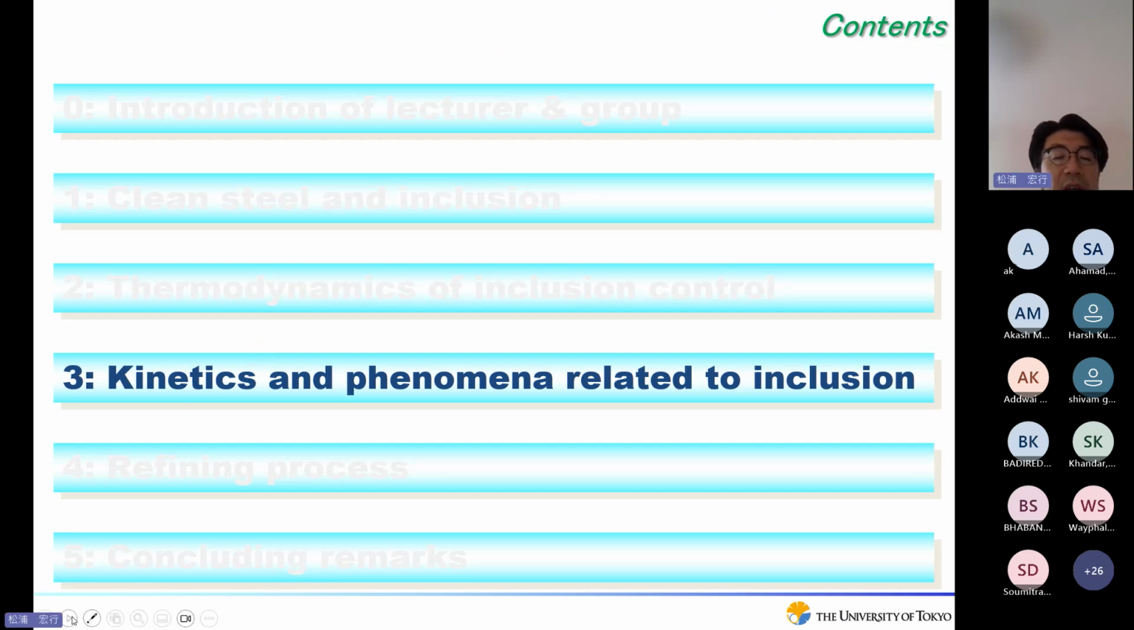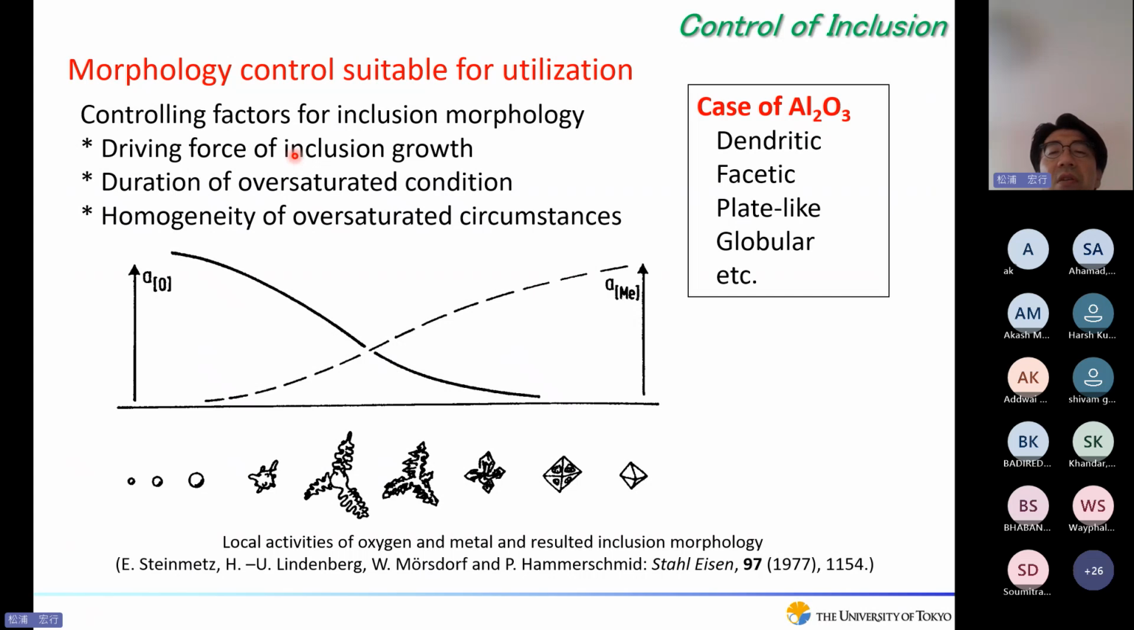For the kinetic part, you can see some phenomena like this. First one, how we can control the inclusion morphology in the steel. So this schematic figure just shows the morphology control suitable for utilization. So of course, it depends on your purpose, what kind of inclusions you want to produce in molten steel. And then actually somehow the inclusion morphology can be also controlled.